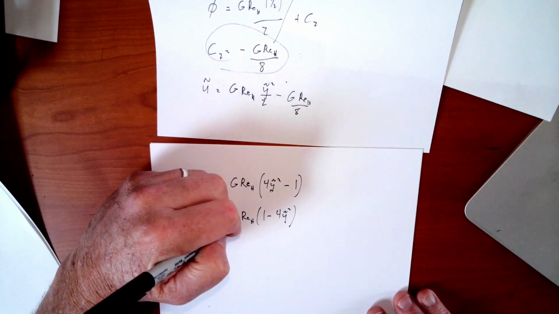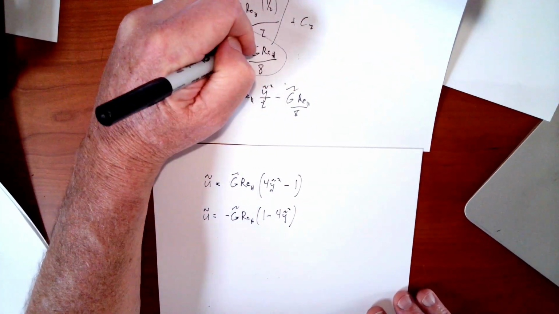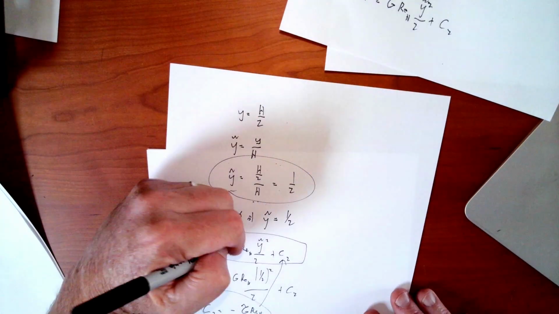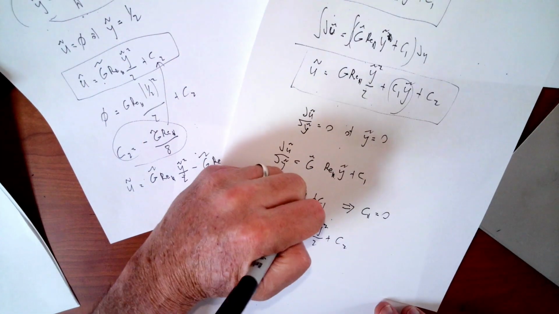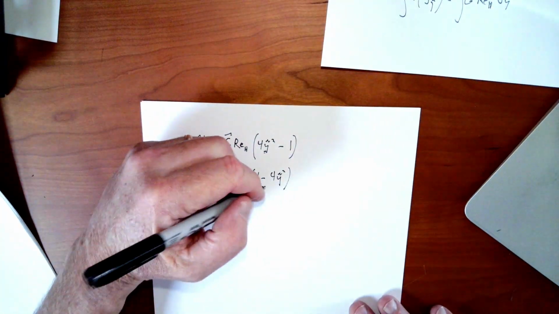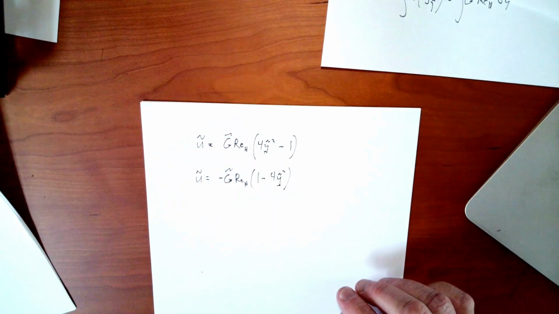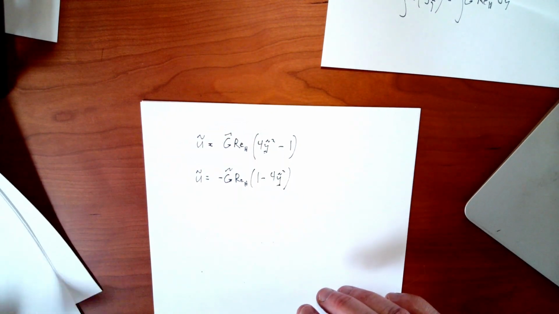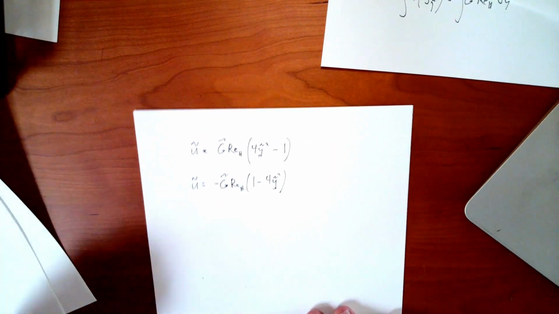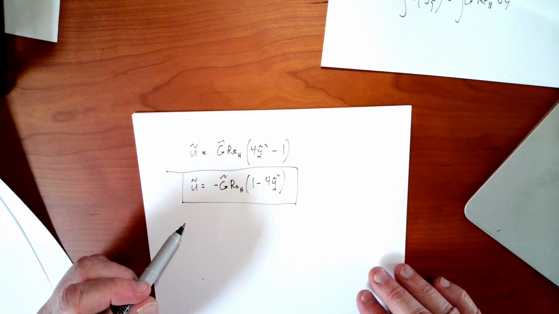So remember, this should be g tilde, g tilde, all the way back. So our pressure gradient, if it's negative, will give us a positive u velocity. If our pressure gradient is positive, then that will give us a negative velocity. So that's our final solution for the velocity profile, minus g.